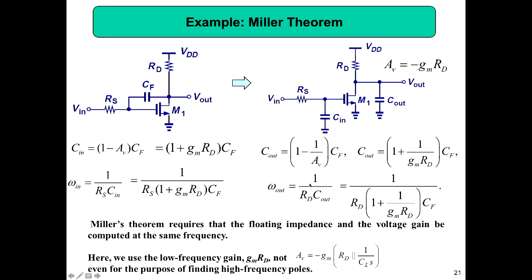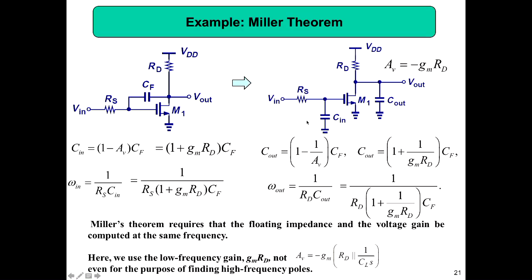See, gm into Rd, not Av equal to. If you take into account the effect of this C out, your gain equals minus gm into Rd in parallel with 1 by CLs, the impedance of this capacitor, which we are not putting here in Miller's theorem. Because Miller's theorem is only taking this as the low frequency value. The more accurate result will be when you put minus gm Rd parallel 1 by CLs instead of this minus gm into Rd, because you have a capacitor here. But in Miller's theorem, we are not doing that, because at low frequency, even if you put in this one, you get almost the same result.